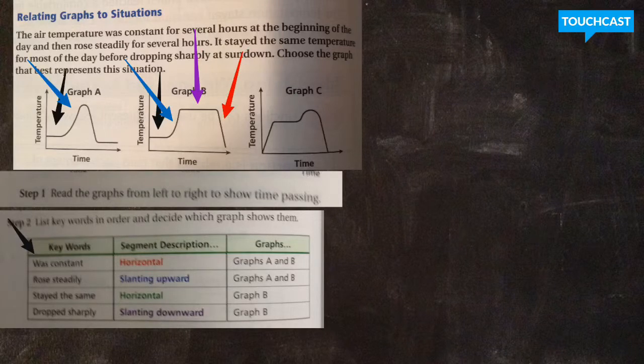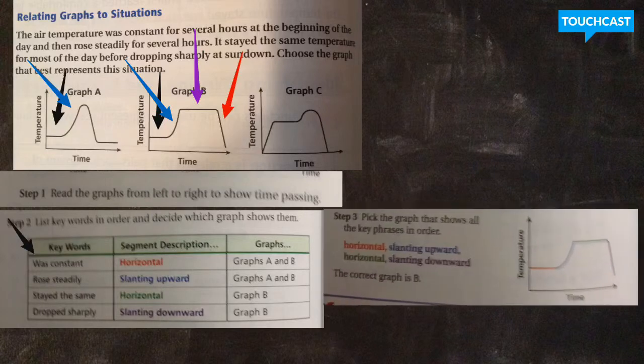So that means for step 3, we can now determine which is the correct graph. Because it was horizontal where it was constant, it was going up when it rose steadily. It was horizontal when we stayed the same, and then it went down. There was only one graph that showed all 4 of those situations, graph B. So our correct graph is graph B.